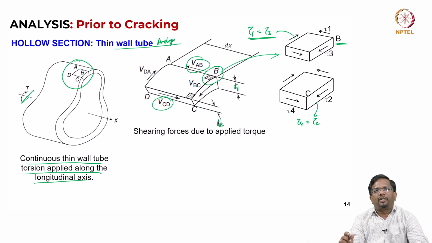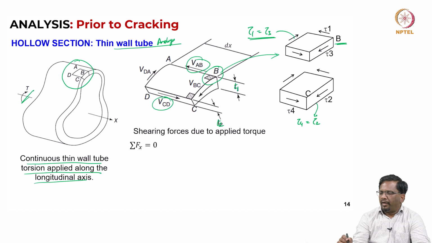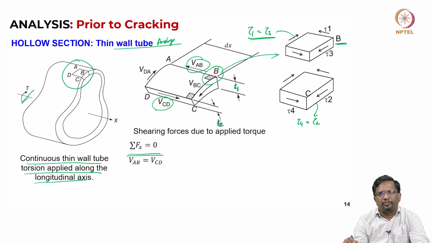Using that, we can prove that shear flow, which is the product of shear stress and the thickness of the tube, will always remain constant. That is what we are trying to prove here. If I take the horizontal force equilibrium for this element ABCD, we can write that VAB is equal to VCD. The shear has to satisfy the horizontal force equilibrium.